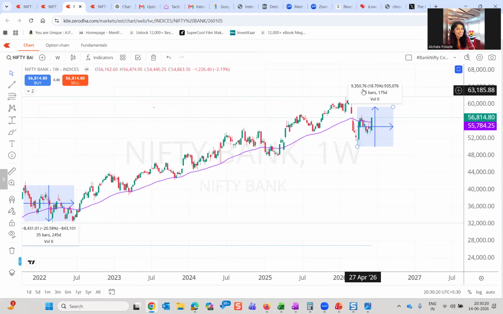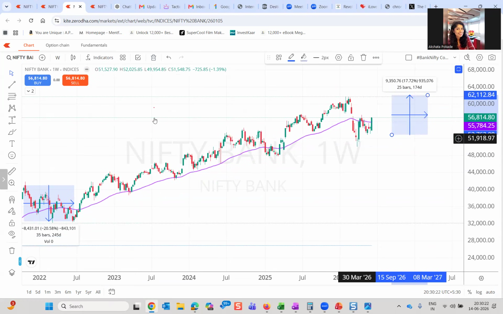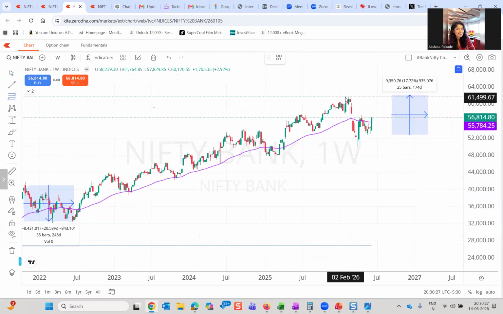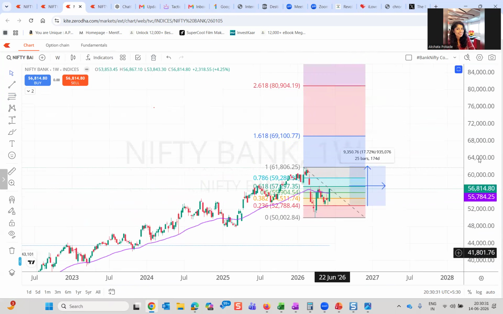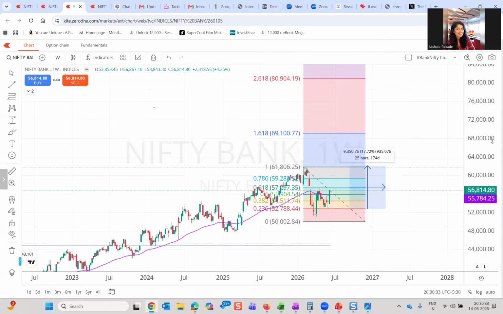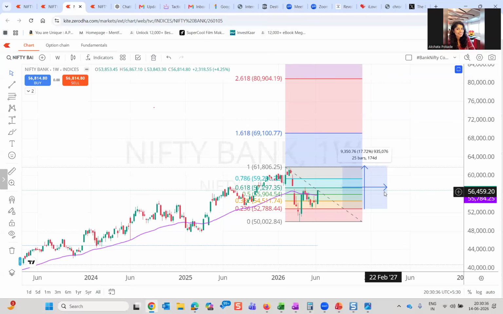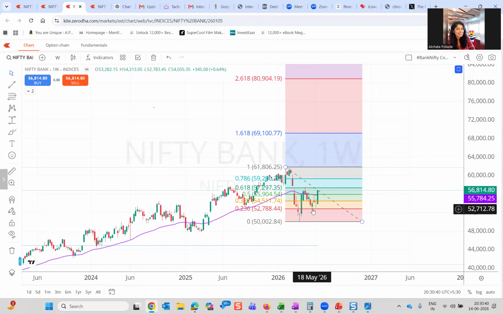From top to bottom? Yes. From 61,000 to 48,000 something is there, no? And you see the up move after the correction, that pullback which happened, is stopping at 61.8. This one. 0.61 it is stopping, you see. Here, green one. Yes. That is the clue, Sanjay.